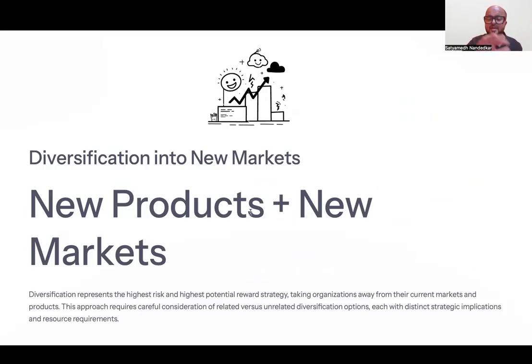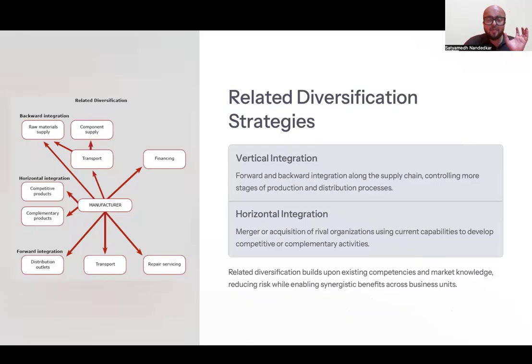Horizontal integration is Disney buying Pixar to strengthen its animation segment. The key is leveraging your existing capabilities while exploring new areas. It helps to keep the risk manageable. Vertical integration, forward and backward movement along the supply chain. Horizontal integration, people of the same level, business entities of the same level, and ensuring that you can basically use their skills to develop your business further and penetrate deeper into the markets. The Disney Pixar example, I think, would be the perfect one here.